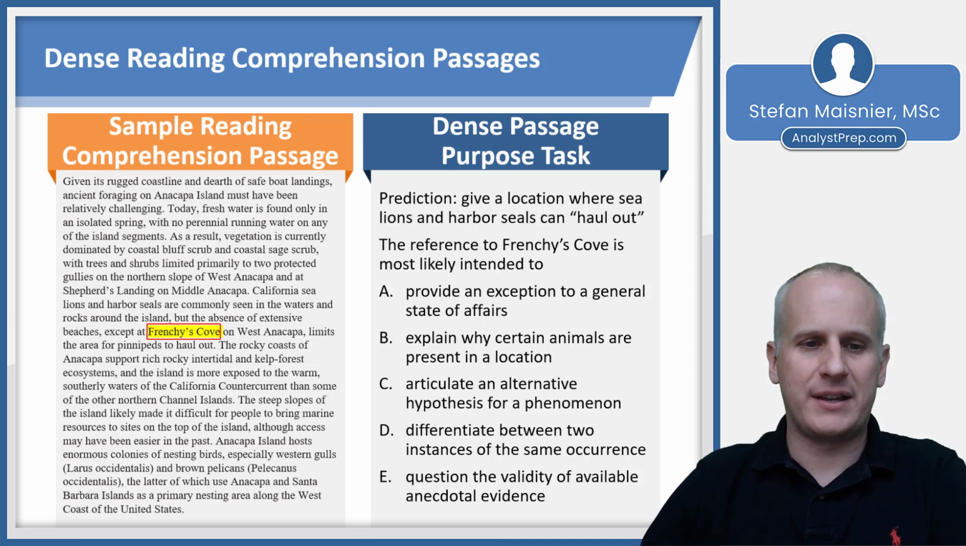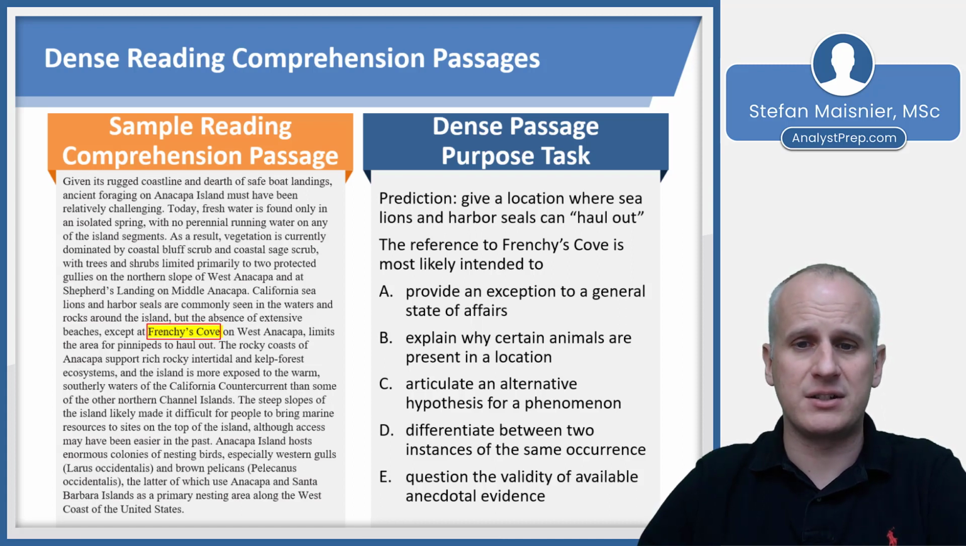The rocky coasts of Anacapa support rich rocky intertidal, and I know I'm no longer talking about Frenchie's Cove here. So we've got our prediction of give a location where sea lions and harbor seals can, quote unquote, haul out. So we want to show that this is the one place that doesn't follow everything else in the surrounding context. So provide an exception to a general state of affairs. This is nice and bland and seems okay. You might say I could give that a check, but at worst it's getting the squiggle.